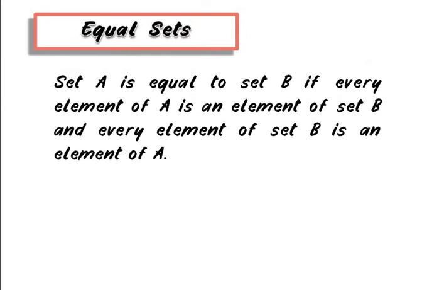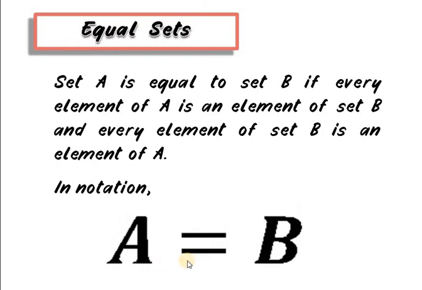Set A is equal to set B if every element of A is an element of set B, and every element of set B is an element of A. In other words, both set A and set B have exactly the same elements to be equal. In notation, we can write this as A = B. Let's have some example.